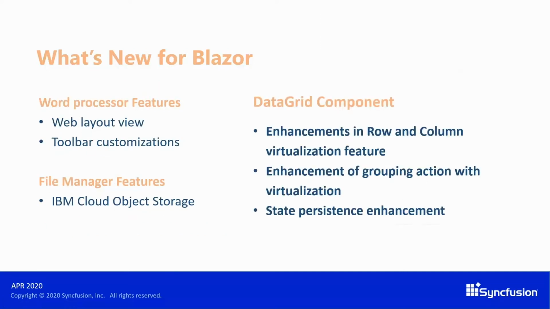Now let's see the new features and enhancements added to the word processor, file manager, and data grid component. So to the document editor component, which is the word processor, a new feature web layout has been added. With this feature, you can view the document content continuously in a single page, like how it would appear in the browser page. And next, there are a few enhancements added to the toolbar with additional customization options, like you can dynamically add or remove the items now, and you can show or hide the items.